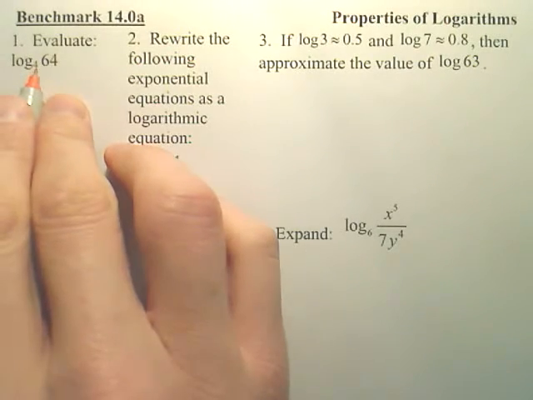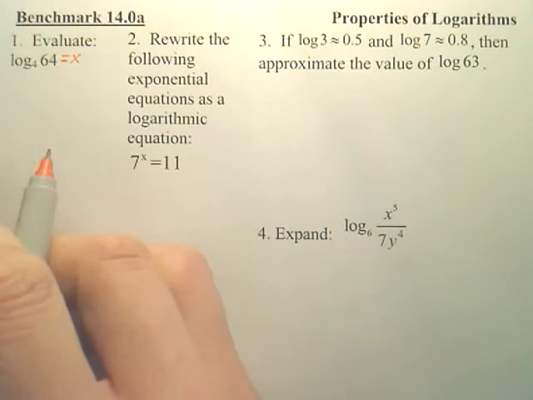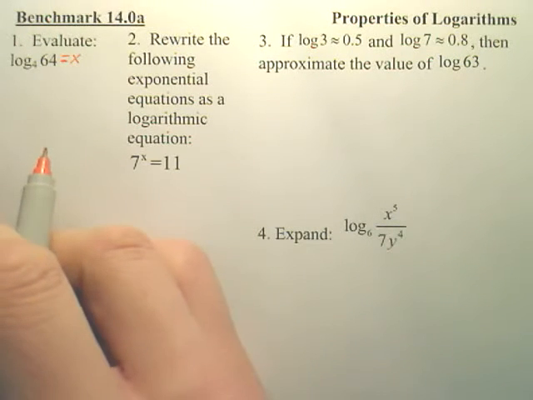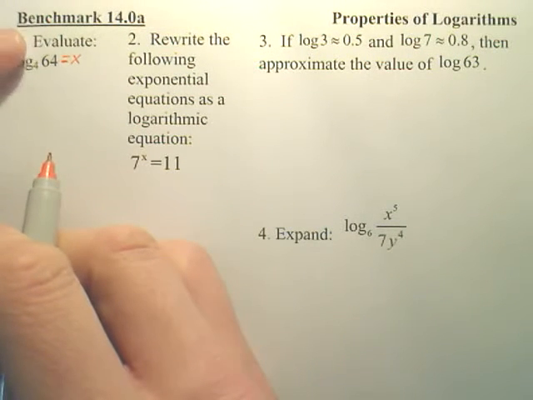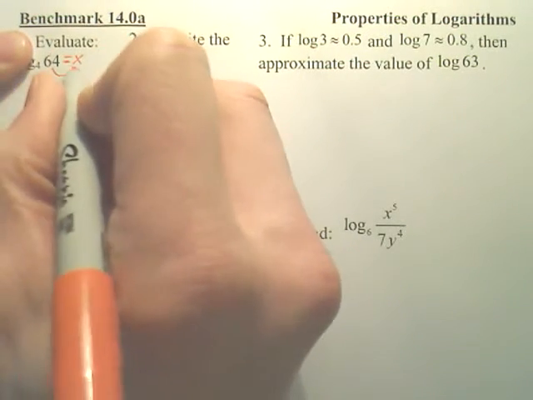For this one, evaluate this. First of all, I put equals something, and then I rewrite it as an exponent. So to rewrite it as an exponent, I cover up the log, and then I switch these two.